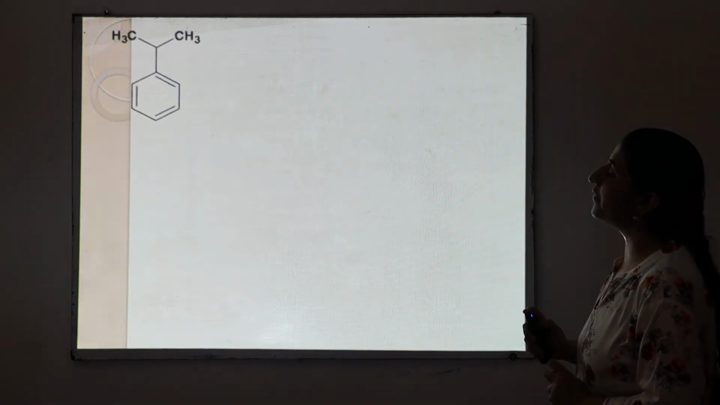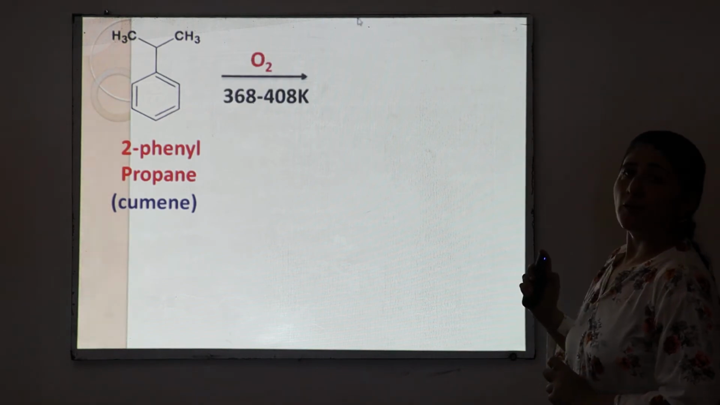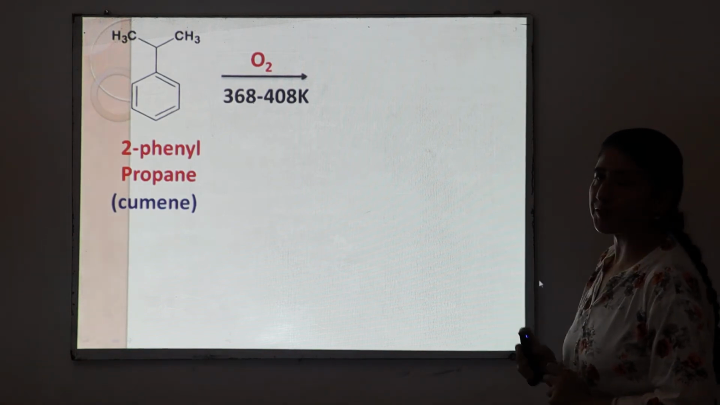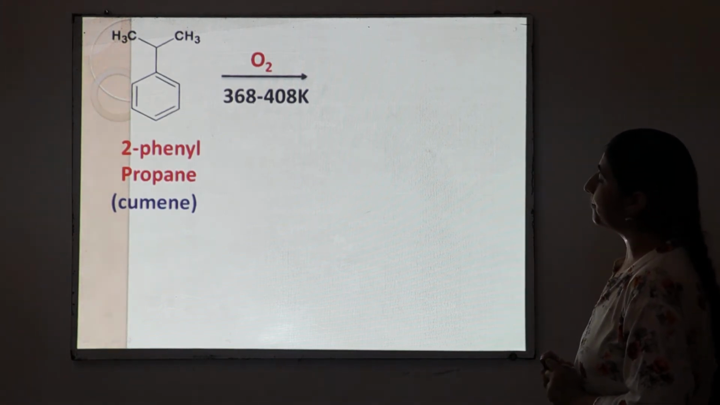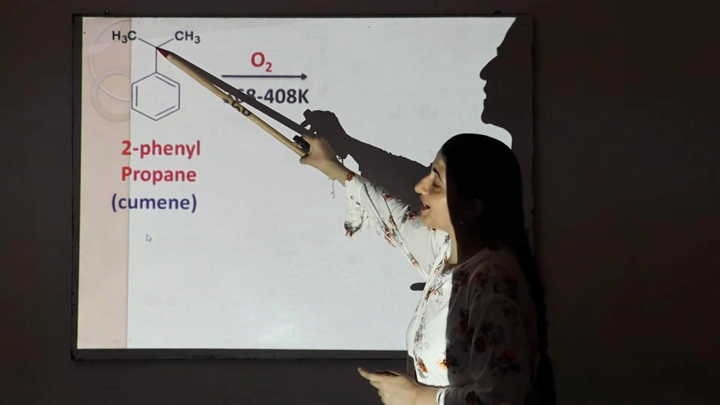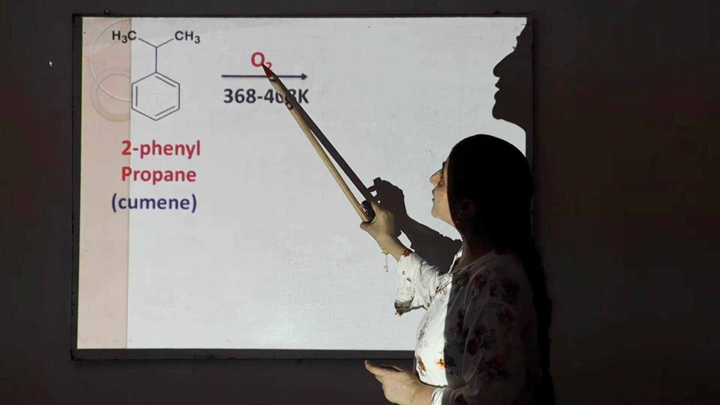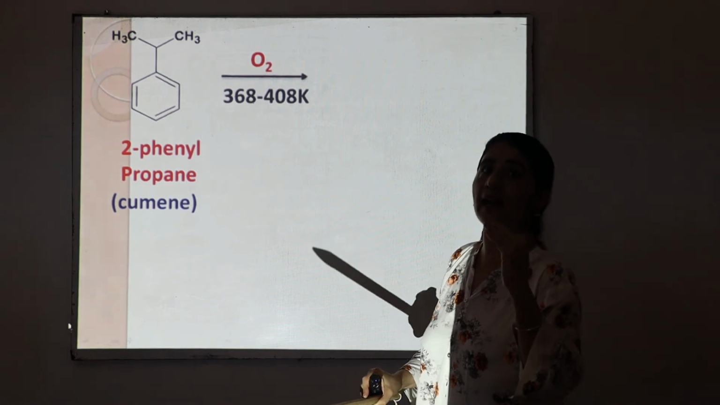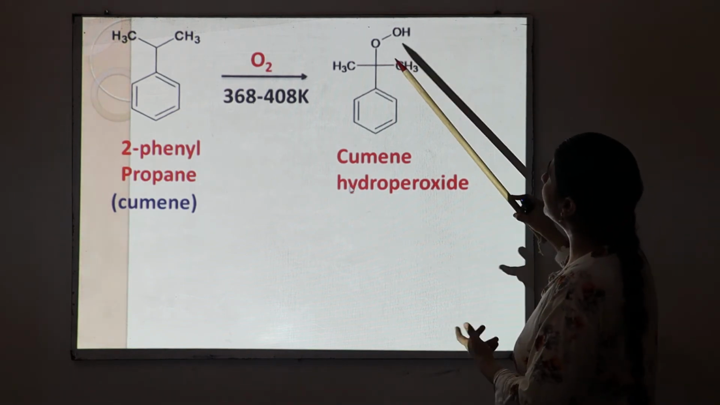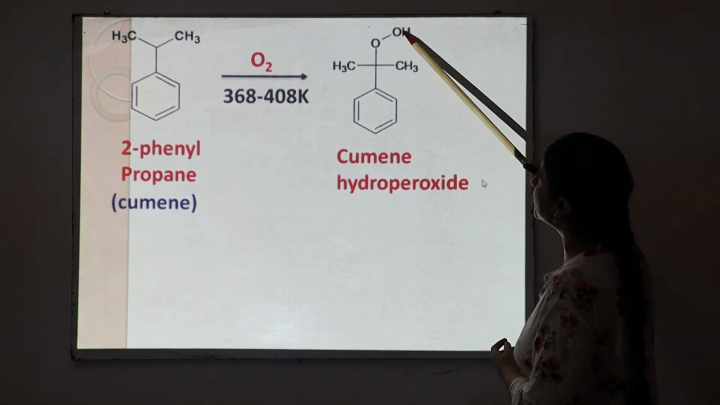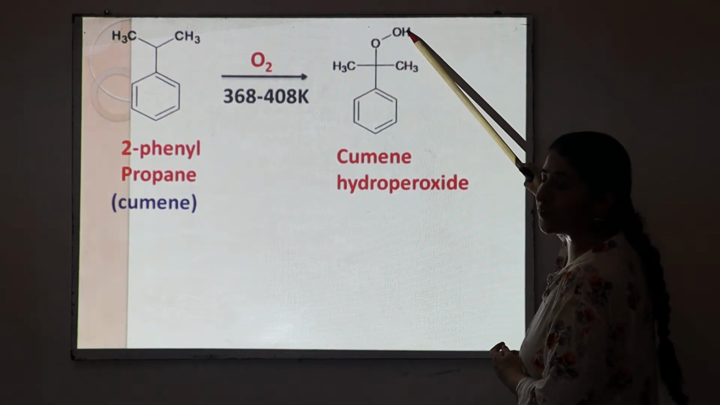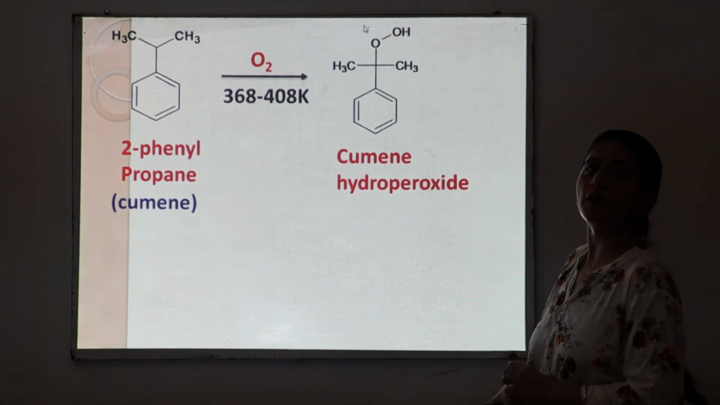Here we have 2-phenyl propane that undergoes oxidation at a temperature of 368 to 408 Kelvin. During this oxidation, in cumene we have a CH group. There is an addition of oxygen between carbon and hydrogen, and we get cumene hydroperoxide. This is clearly seen: there is a carbon and hydrogen, and there is an addition of two oxygen atoms between carbon and hydrogen. As a result we get cumene hydroperoxide.